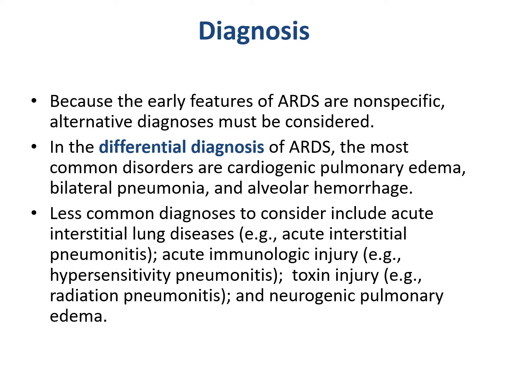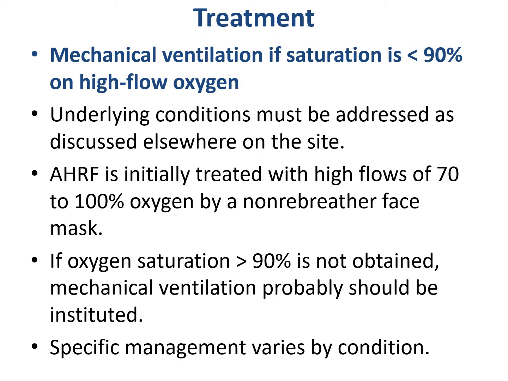Because the early features of RDS are not specific, alternative diagnoses must be considered. In the differential diagnosis of RDS, the most common disorders are cardiogenic pulmonary edema, bilateral pneumonia, and alveolar hemorrhage. Less common diagnoses to consider include acute interstitial lung diseases like acute interstitial pneumonitis, acute immunologic injury, toxin injury, and neurogenic pulmonary edema.